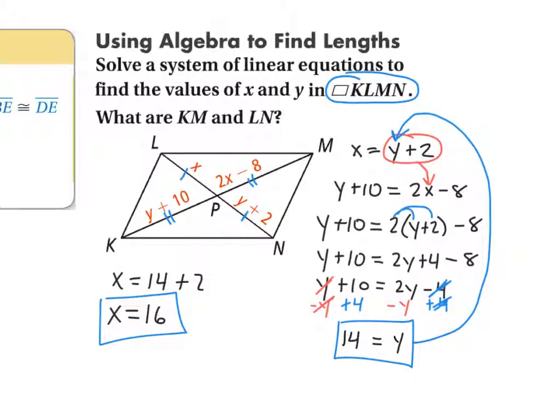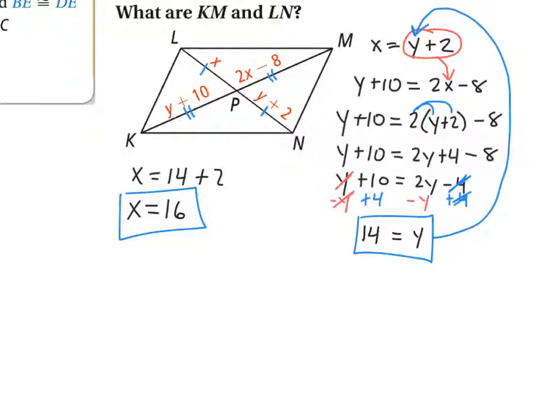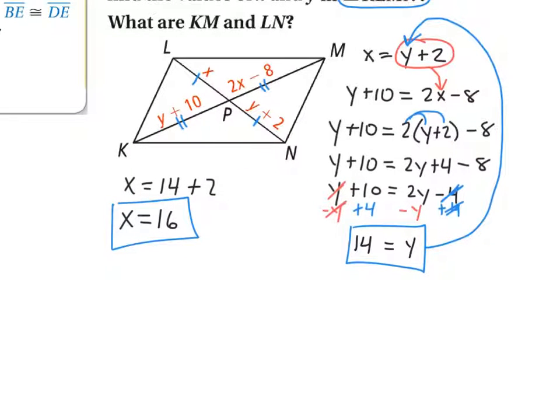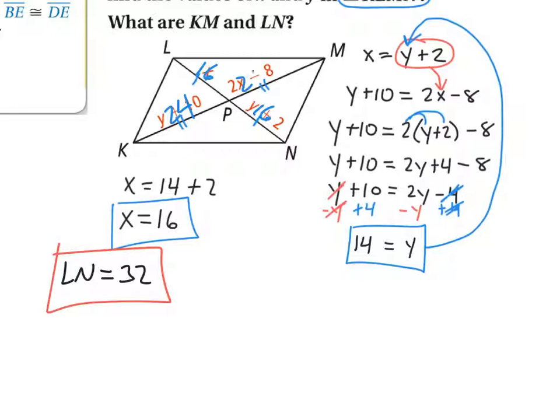Problem is, did we actually solve for the lengths of our diagonals they asked for? No. So we've got to plug stuff back in and solve. The nice thing is we know that if x is 16, that means y plus 2 is 16. We don't have to do a ton of work there, so I know already that LN equals 32. Now I need to do a little bit of work for the other diagonal. If y is 14, that means I have 14 plus 10, so this must be 24. That means the other part must be 24. So that tells me that KM must equal 48.